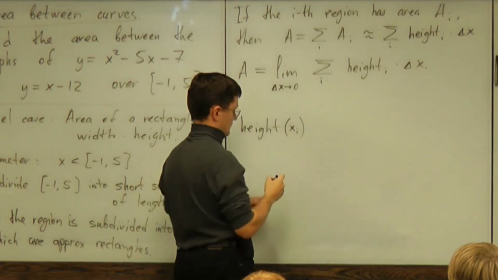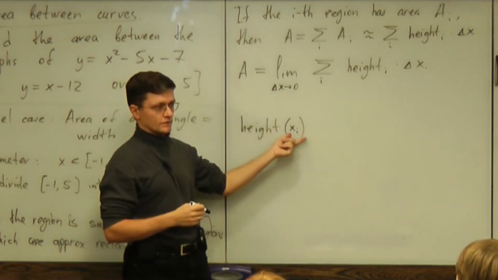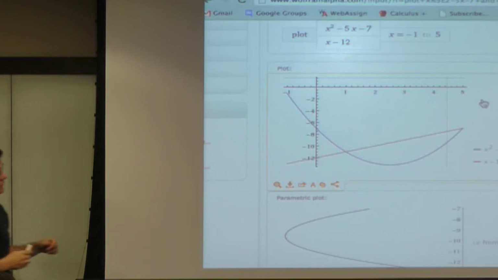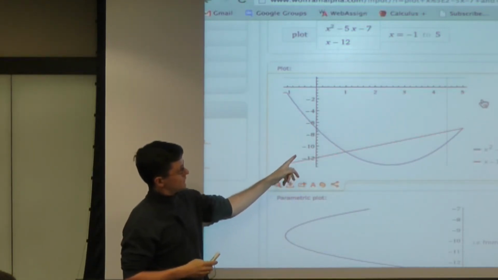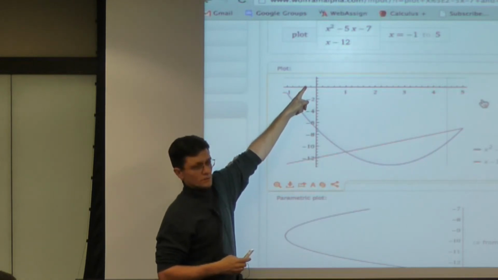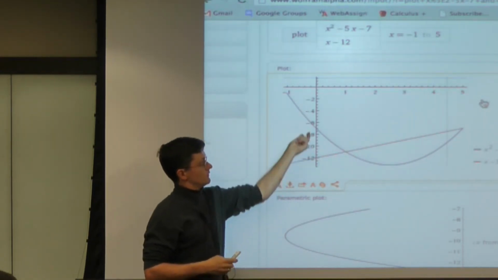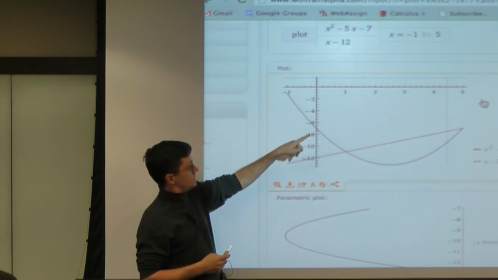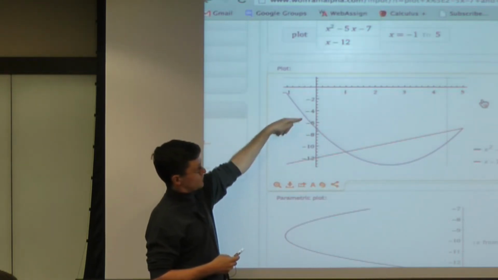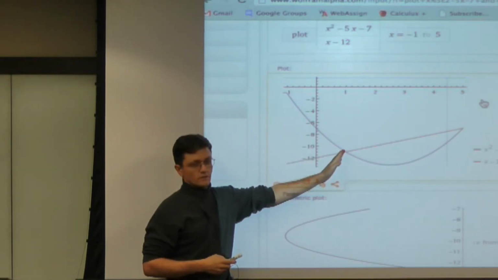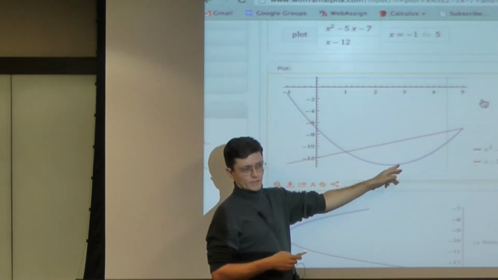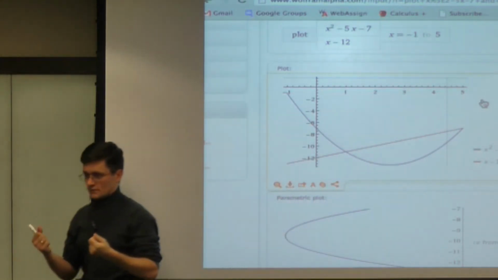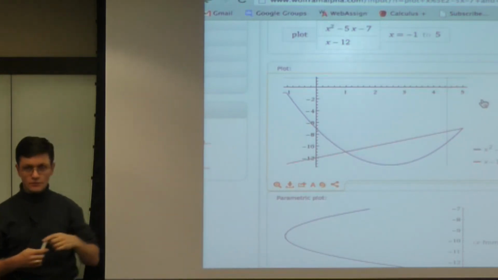So I'm thinking now about the height as the height at some point x_i, and let's look at the graphs. If I think about some point x_i here and about that rectangle, the height is computed as the difference of values of the two functions. But it is the difference of blue minus red on this side and red minus blue on the other side. So I have two different cases to cover. My height will be computed differently depending on where x_i belongs.